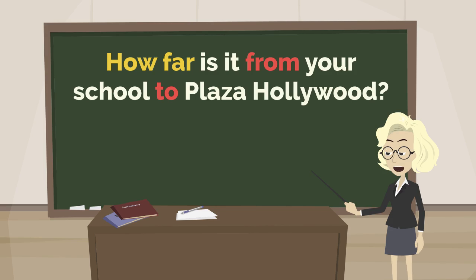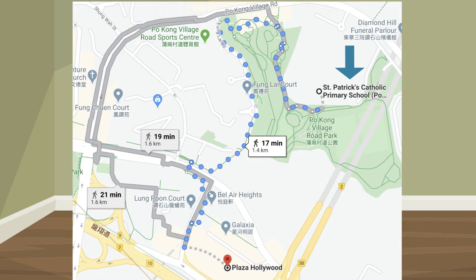Let's check the Google map. Can you see the blue arrow? This is your starting point, your school. Plaza Hollywood is your destination. This is the quickest way to get to Plaza Hollywood from your school.